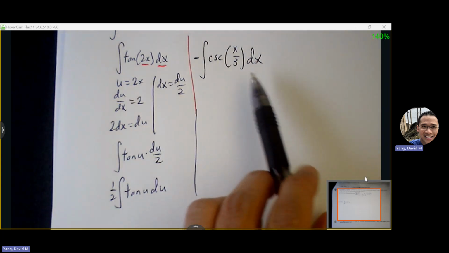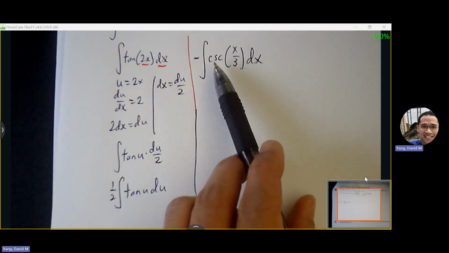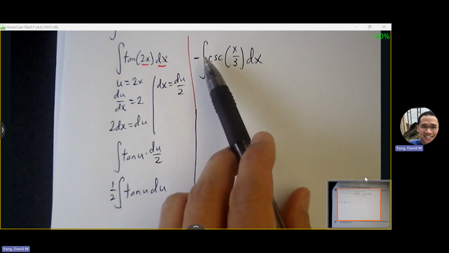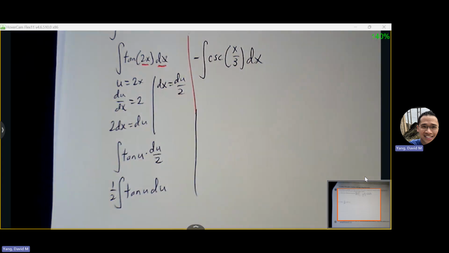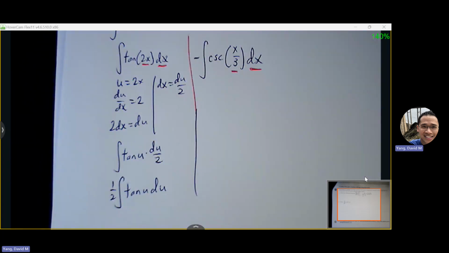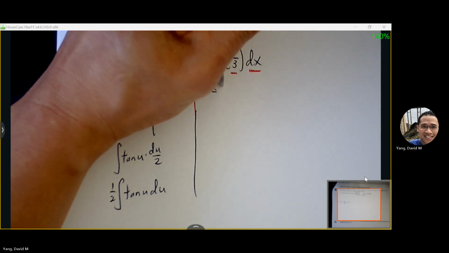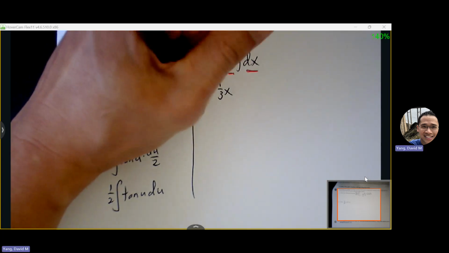What do you think this will produce? 3, yeah. So it'll just produce a 3 because this is 1/3 here. It should produce a 3. So it could save a little bit of time with u substitution for the easier linear u value. So just want to point that out if you want to use it.